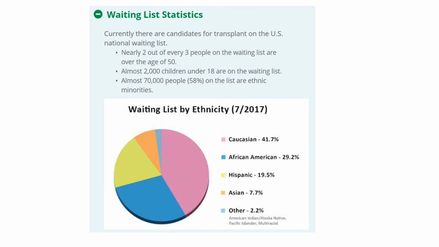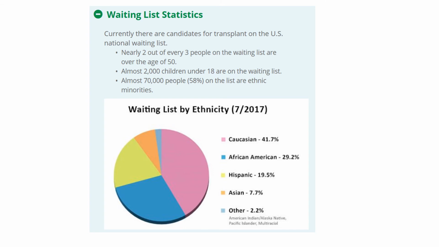So, waiting list statistics. Here's the sad part. Nearly 2 out of every 3 people on the waiting list are over the age of 50. Almost 2,000 children under 18 are on the waiting list, and almost 70,000 people on the list are ethnic minorities.